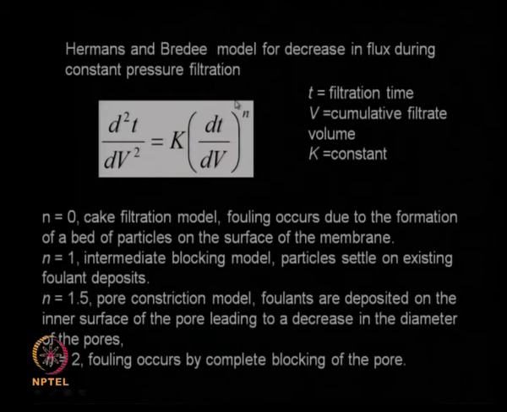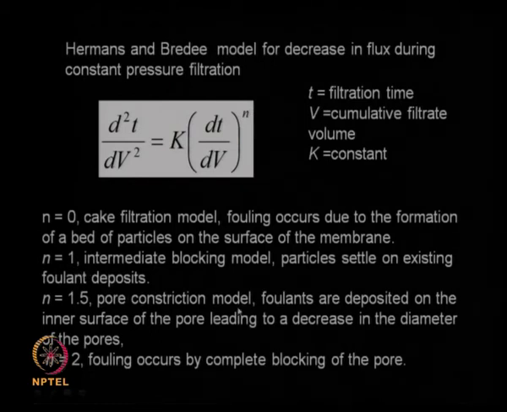Now n can take different values depending upon the type of assumption or the type of model which we have in mind. If it is a cake filtration model, that means fouling occurs due to the formation of a bed of particles on the surface of the membrane, then n is considered as 0. If n is 0, then d squared t by dV squared is equal to a constant, K. Okay. There is something called the intermediate blocking model, where particles settle on an existing foulant deposit. In that case n is equal to 1.